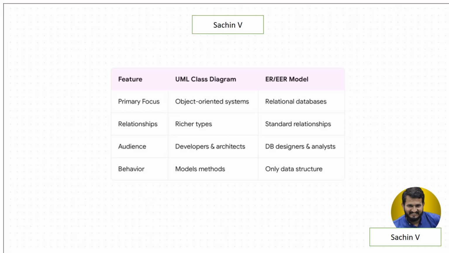The key difference really just boils down to focus. ER diagrams are data first. They were born and raised in the world of relational databases for database designers. UML, on the other hand, is object first. It comes from the world of software development. That's why UML has those richer relationship types we just talked about, aggregation, composition, and it can even model behavior, not just data. They're just built for slightly different primary audiences.